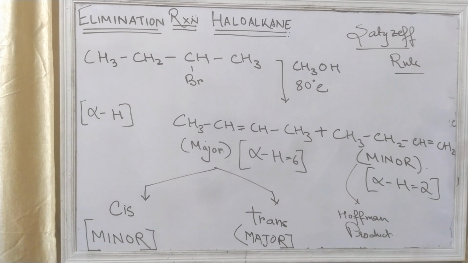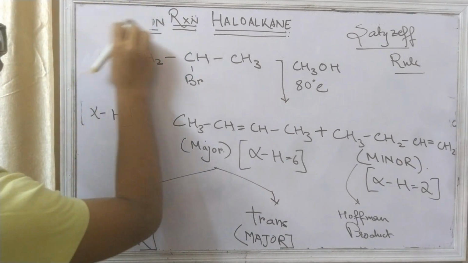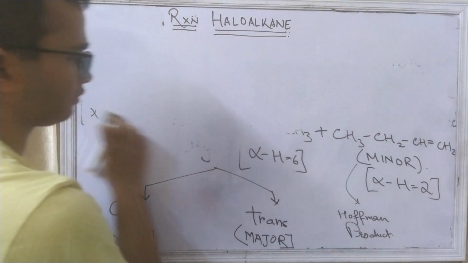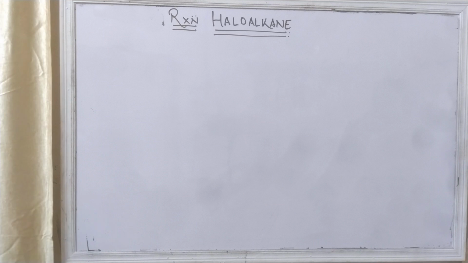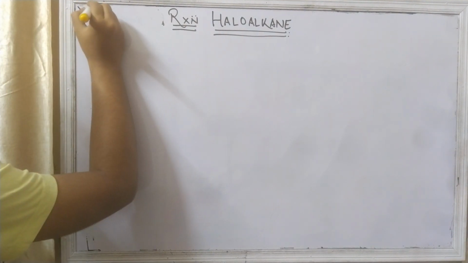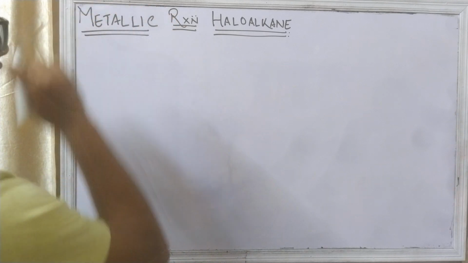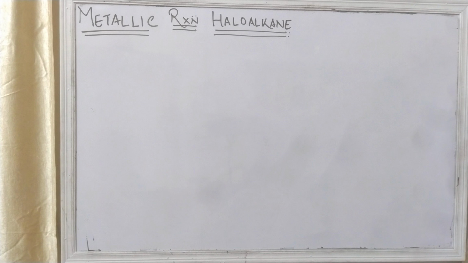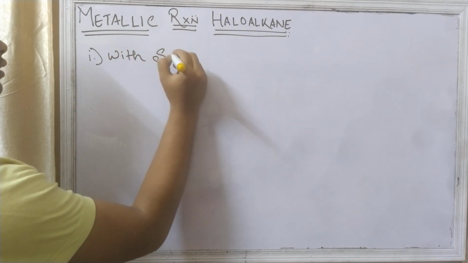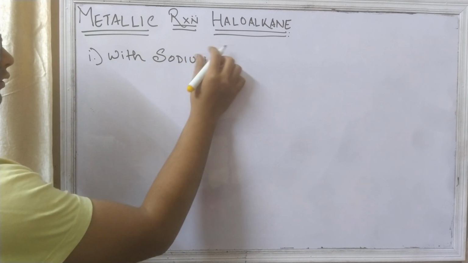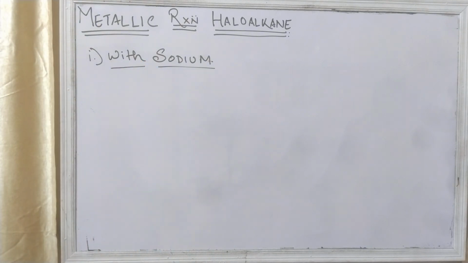Now moving ahead, the next thing we come to is the reactions of haloalkane with metal. So let's clear out. Okay, so let's find out the reactions of haloalkane with metals. So I am writing here metallic reactions of haloalkane. So under metallic reactions, let's first come with the reactions with sodium. So reactions with sodium.